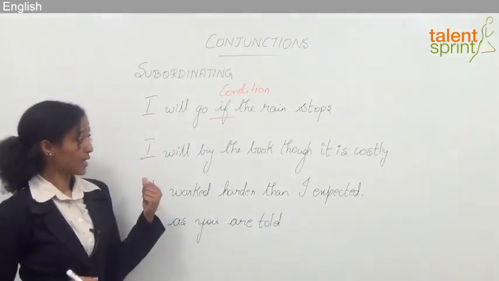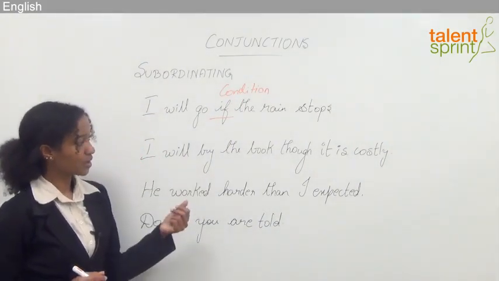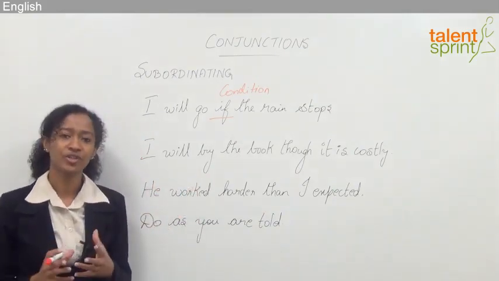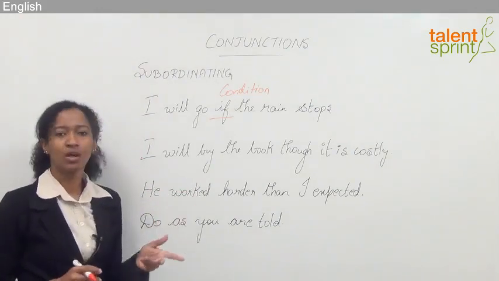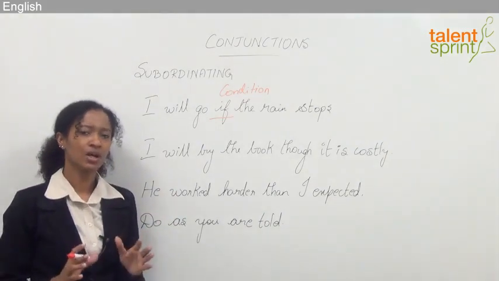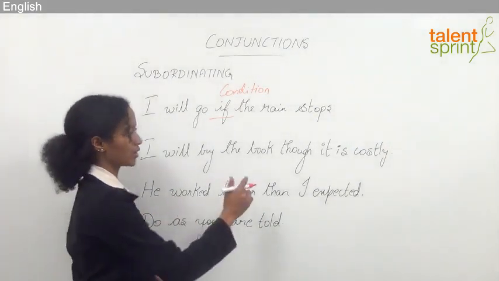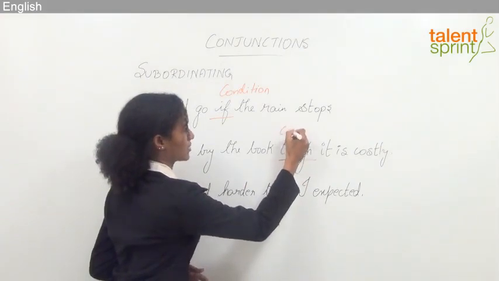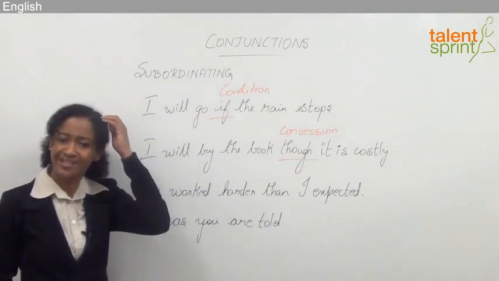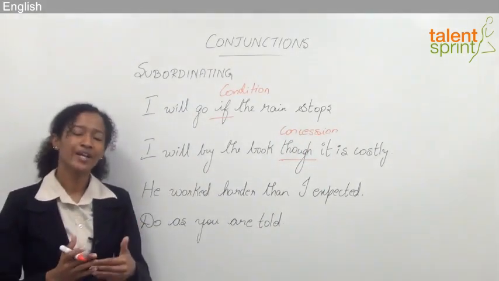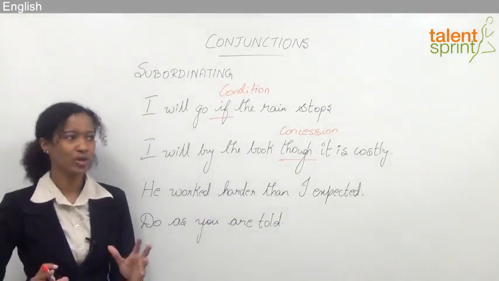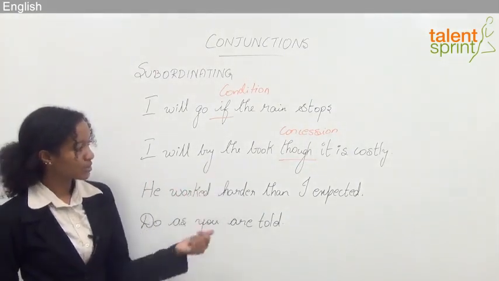Okay. I will buy the books though it is costly. So here it's more of a concession. I know I don't agree that the book is this costly, but I acknowledge it and I'm going to buy it. So here, concession. Concession means basically you're acknowledging and admitting or agreeing to it, though you may not approve it, but you're okay with it. So, I will buy the book though it is costly.